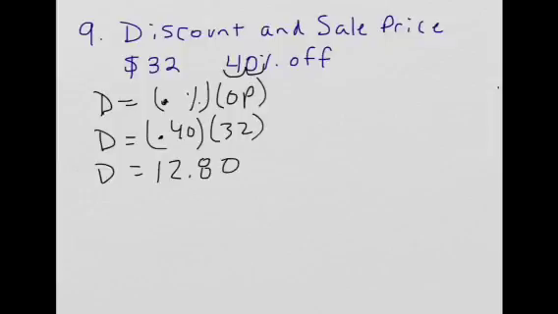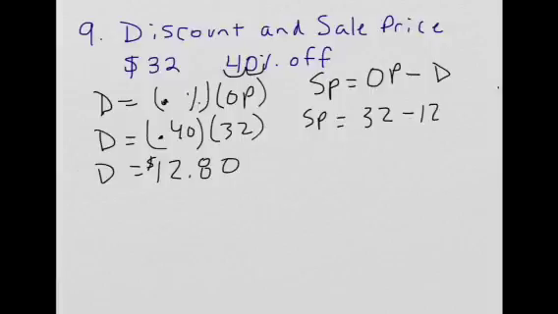$12.80. Now, to find the sale price, we take our original price minus the discount. So our sale price is going to be 32 minus $12.80, and that's going to give us our sale price of $19.20.